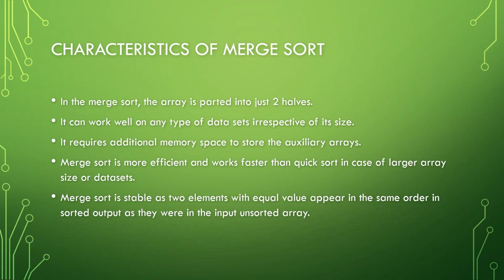Merge sort is stable as two elements with equal value appear in the same order in sorted output as they were in the input unsorted array. Merge sort is preferred for linked list.